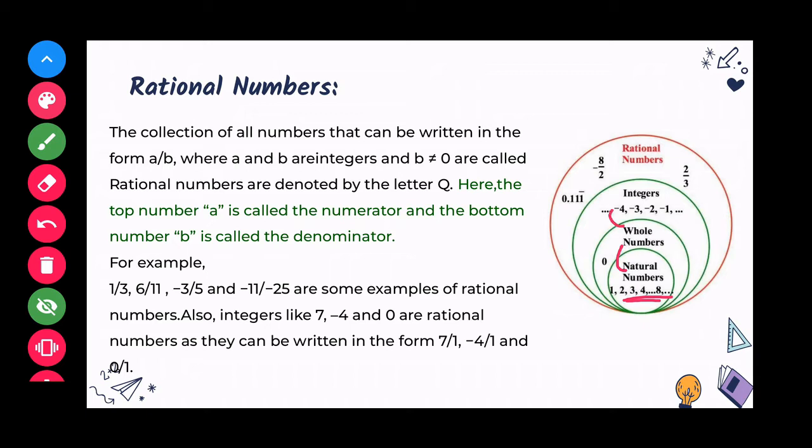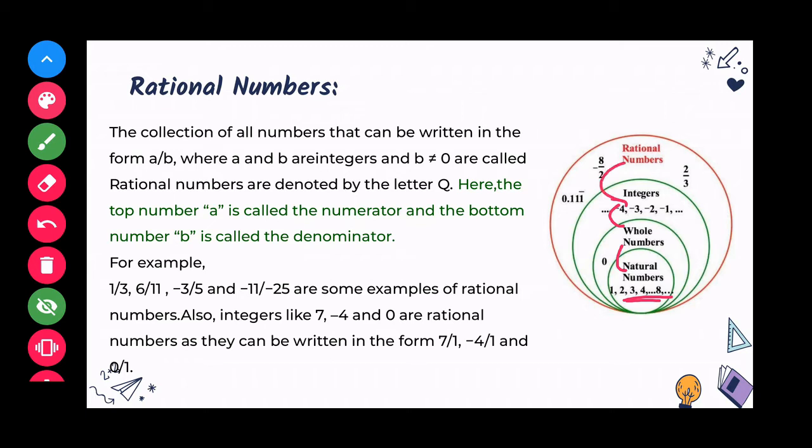So next comes the integers. Integers are negative numbers plus the whole numbers. So integers go like negative 4, negative 3, negative 2, negative 1, 0, 1, 2, 3, and so on. So it contains a whole set of negative numbers, a whole set of positive numbers, plus 0.